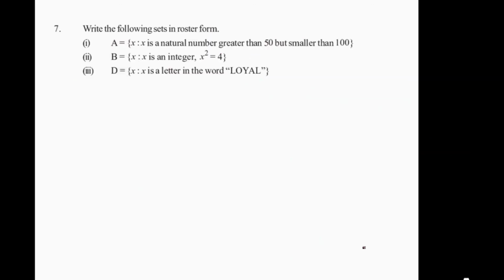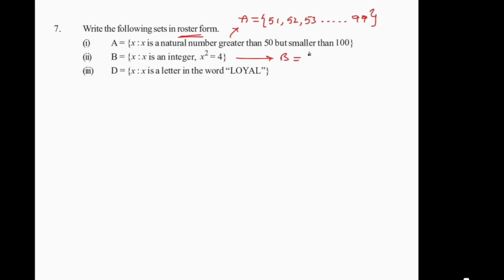So let's look at the next one. Write the following sets in roster form. This can be written as A equals the set of natural numbers greater than 50 but less than 100. I can write 51, 52, 53 and so on up to less than 100, which means 99.